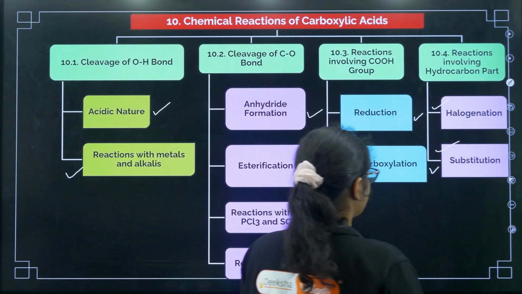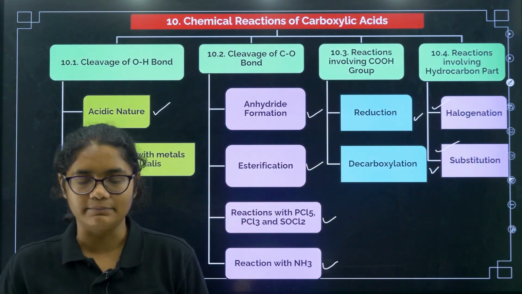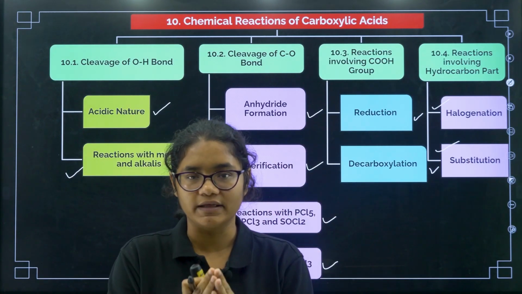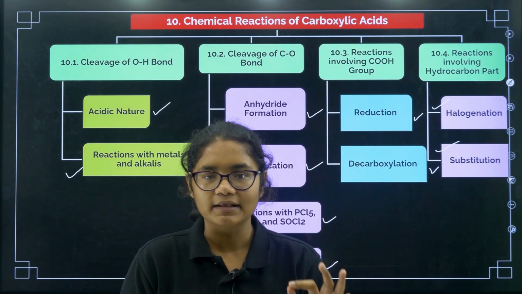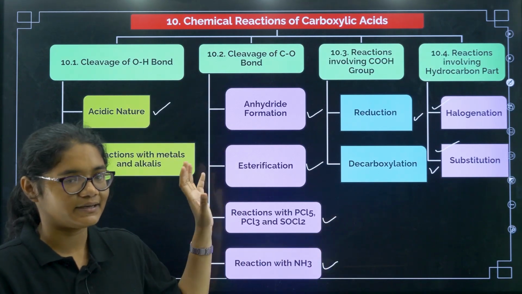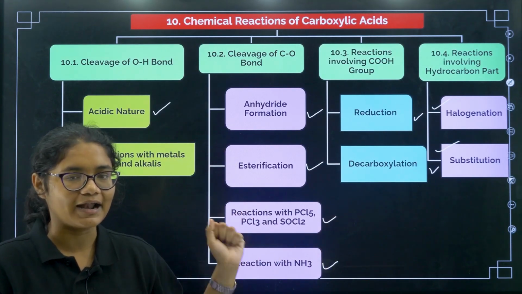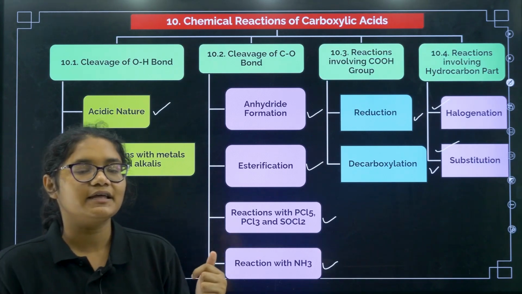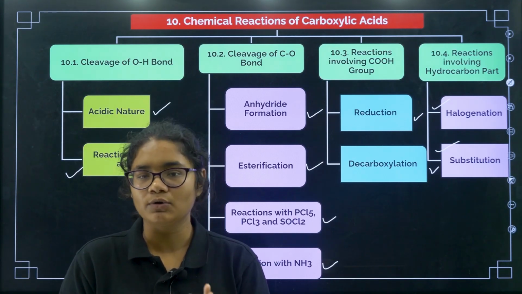Okay, so let's again revise the complete table. We have 4 types of reactions here. First, reactions involving the cleavage of the OH bond. Under that, we will be studying the acidic nature of carboxylic acids and the reactions with metals and alkalis.